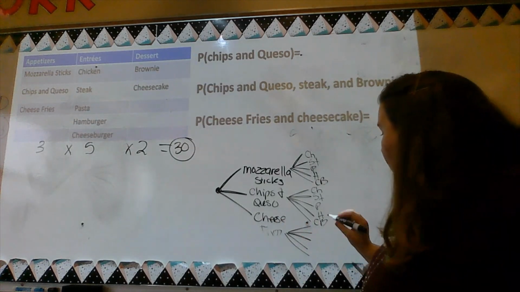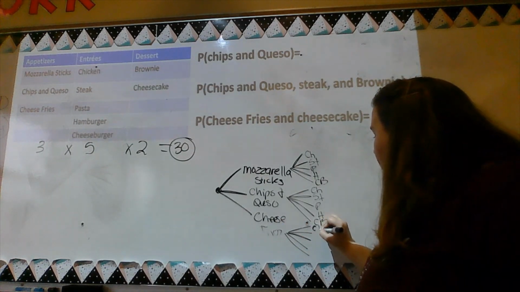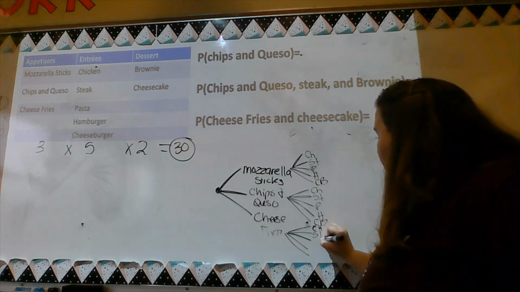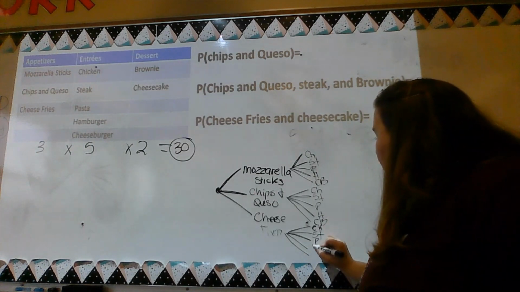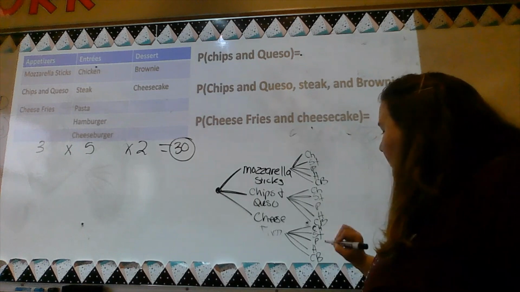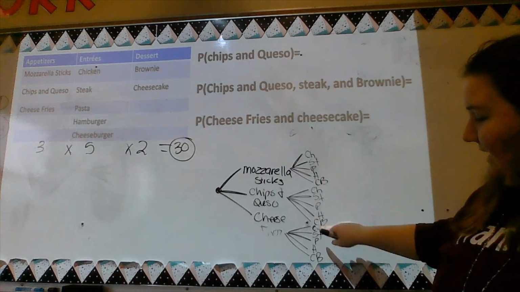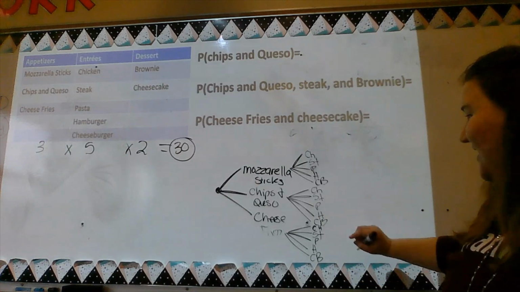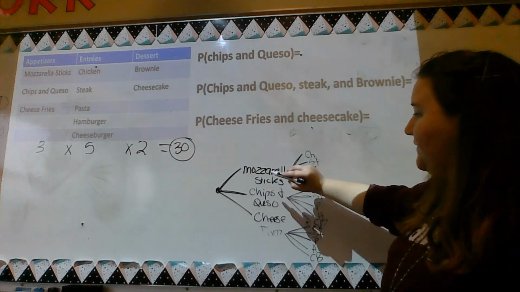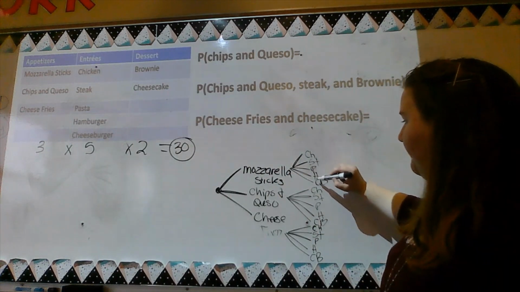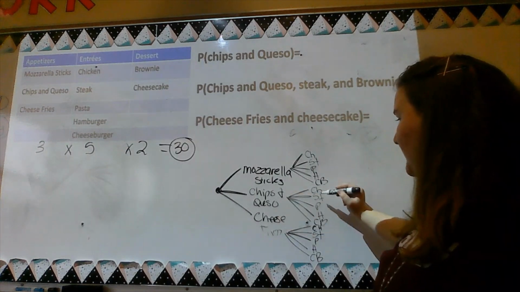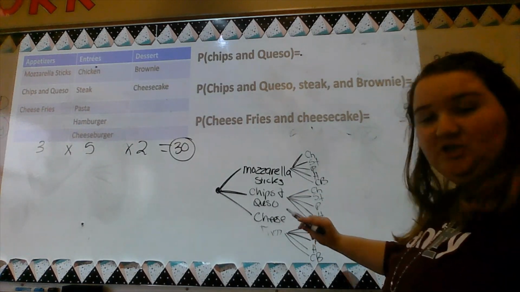I could get chicken, steak, pasta, hamburger, cheeseburger. Okay? So right here, notice my tree got really big and it's getting really tight. So for each of these, for mozzarella sticks, I have 1, 2, 3, 4, 5 options. For chips and queso, I have 5 options. For cheese fries, I have 5 options.